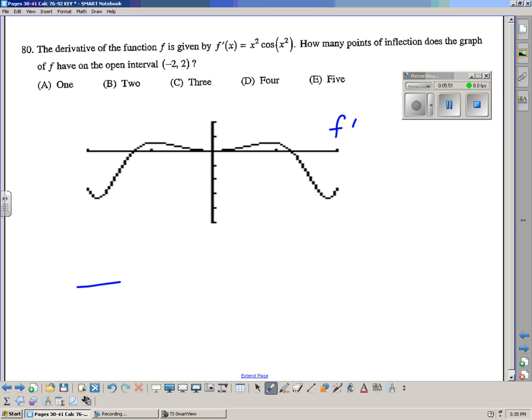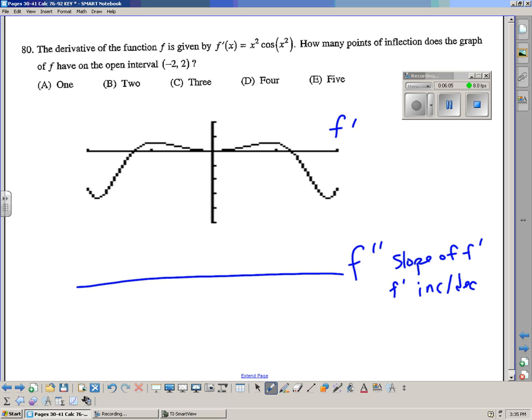I want to make an f prime double prime number line based on this because I'm asking about points of inflection. F double prime is the slope of f prime, or whether or not f prime is increasing or decreasing. So it looks like f prime is decreasing till you get to here. So the slope would be negative. Increasing till you get about here. So those slopes are positive.